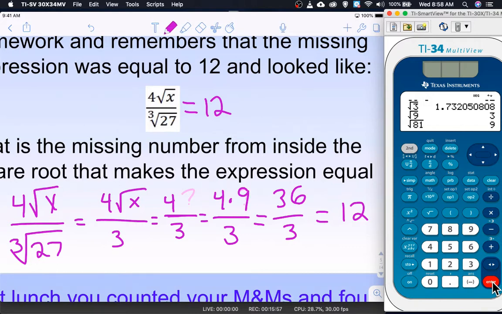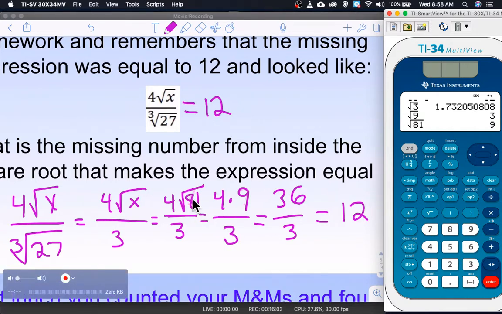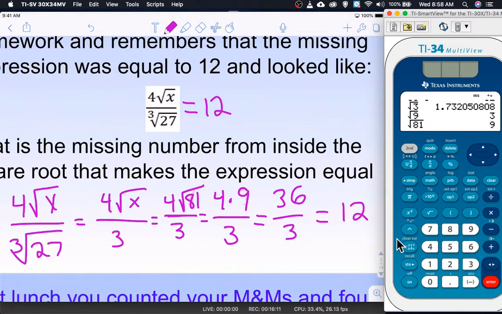So if this looked like that, the square root of 81 is 9. 9 times 4 is 36. 36 divided by 3 is 12. We kind of worked from the beginning of the problem a little bit, from the end of the problem a little bit, and we met back in the middle with our solution. So what is x? Well, in this problem, x equals 81.